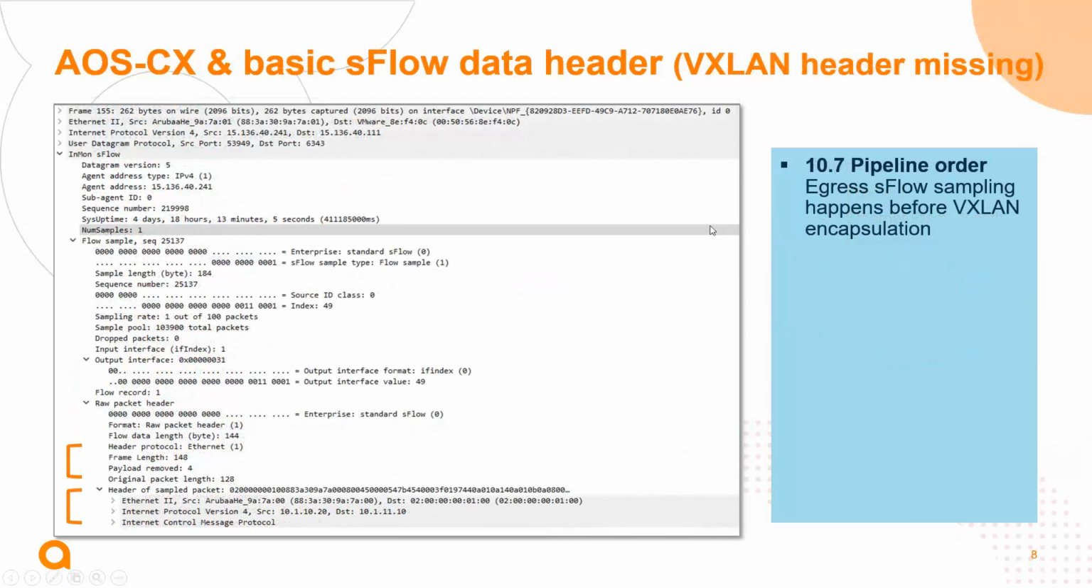And for 10.7 pipeline order for egress, egress S-Flow sampling happens before the VXLAN encapsulation. So here there's the raw packet that is taken from an output of the interface that carries VXLAN. You see that there is no VXLAN header. So this is interesting, by the way, because this shows you the overlay traffic, which is probably the most interesting part for the network admin.